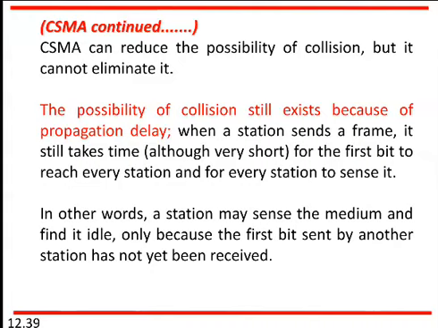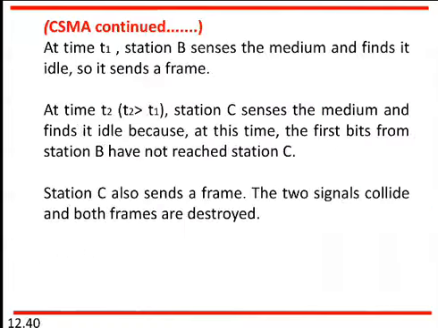But still there is a possibility of collision because of the propagation delay. That is, when a station sends a frame, it takes some time to reach every other station, and for every station to sense it there will also be a time. So a station may sense the medium and find it idle only because the first bit sent by another station has not been received, and this happens because of the propagation delay.